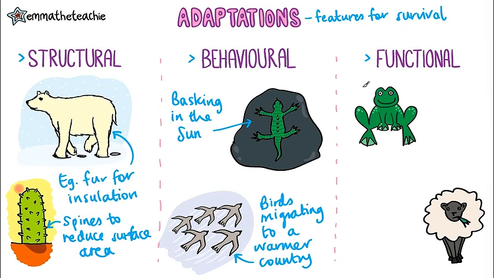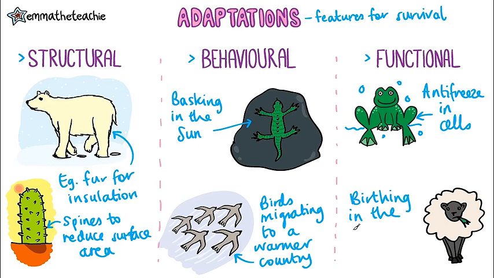Functional adaptations are about how something works or functions. For example, some fish and frogs living in very cold environments have got antifreeze in their cells so that they don't freeze to death. And some animals only give birth in a certain season to maximize their offspring's survival.